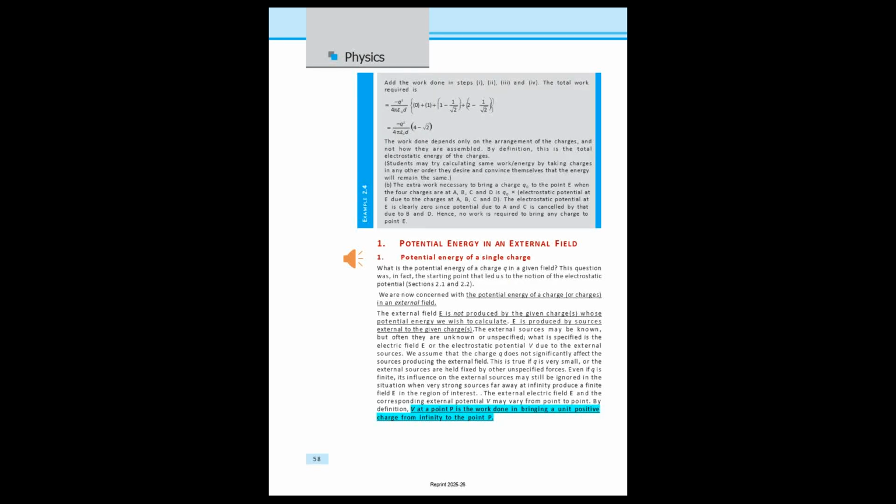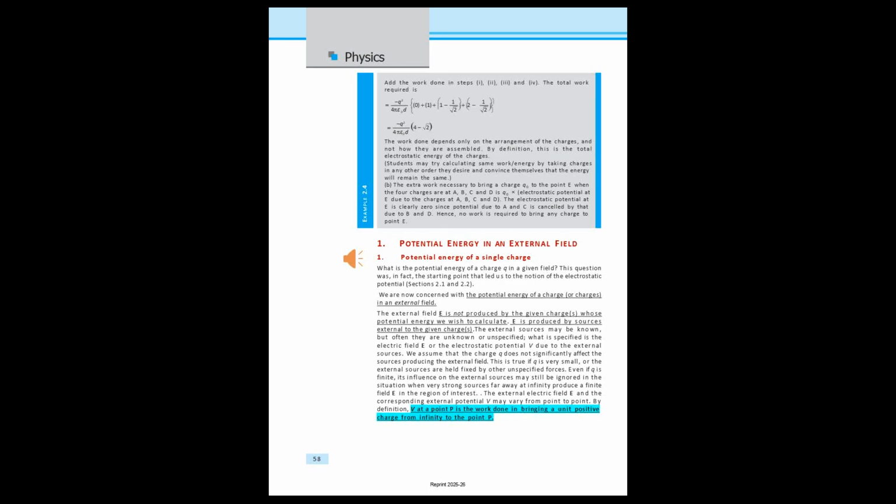Potential energy in an external field. Potential energy of a single charge. What is the potential energy of a charge Q in a given field? This question was, in fact, the starting point that led us to the notion of the electrostatic potential, sections 2.1 and 2.2. We are now concerned with the potential energy of a charge, or charges, in an external field.